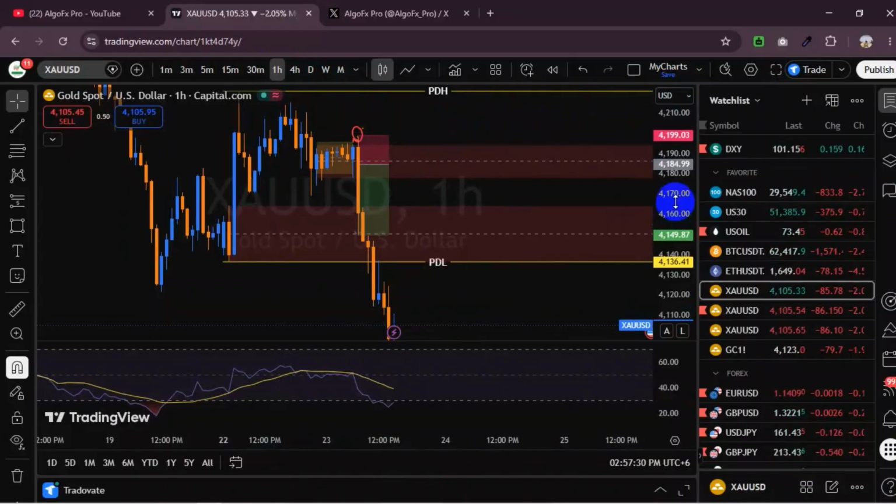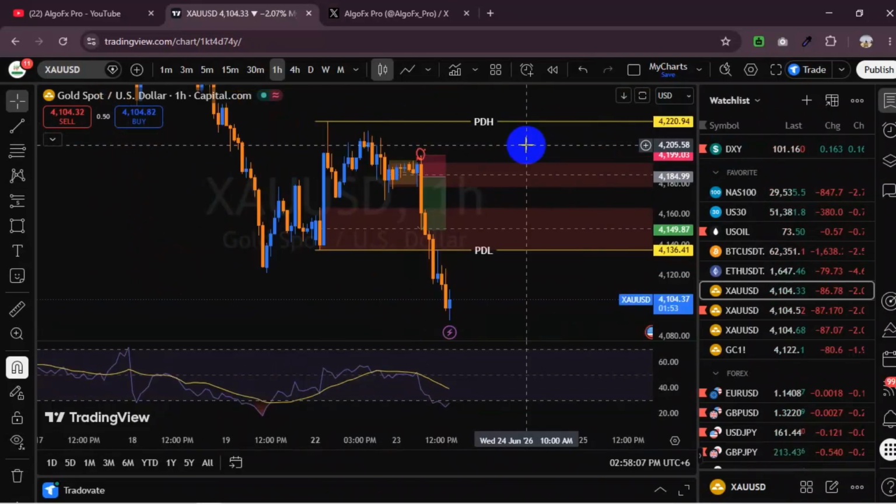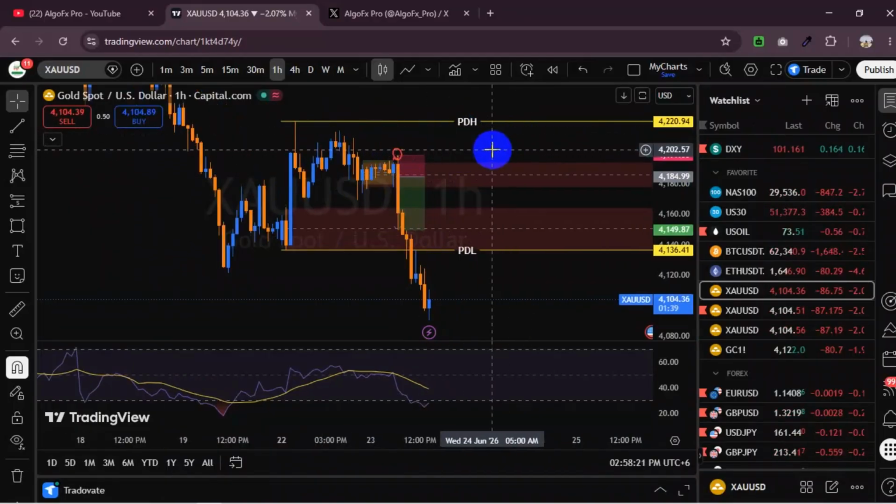What is the order block? In short, the order block is a zone where the maximum orders are executed or pending, and people are more interested in placing their trades in a certain zone. And how can we mark our order block?